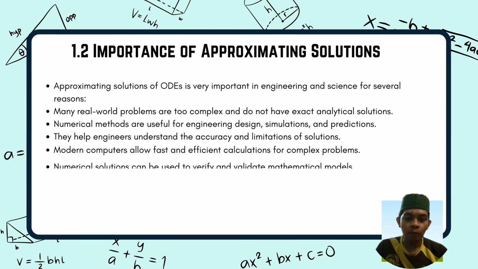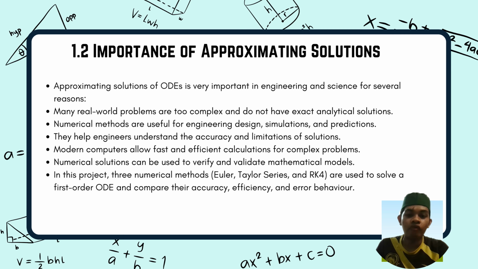Importance of approximating solutions. Approximating solutions of ODEs is very important in engineering and science for several reasons. Many real-world problems are complex and do not have exact analytical solutions. Numerical methods are useful for engineering design, simulation, and prediction. They help the engineer understand the accuracy and limitation of solutions. Modern computers allow fast and efficient calculation for complex problems. Numerical solutions can be used to verify and validate mathematical models. In this project, three numerical methods, Euler, Taylor series, and RK4, are used to solve first order ODEs and compare their accuracy, efficiency, and error behavior.